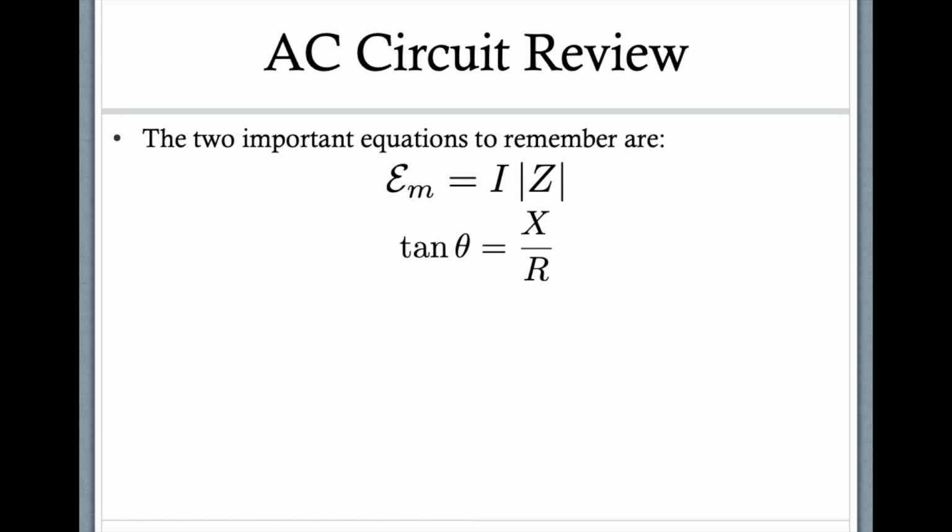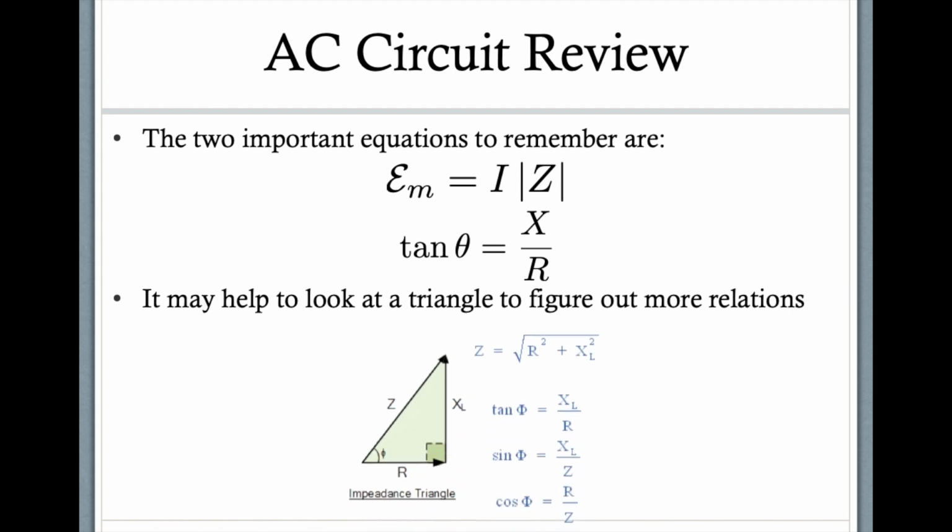Tangent of theta, where theta is the phase shift, is given by X over R, where X is the reactance. Theta can be thought of physically as the phase shift. It is the angular difference between the current curve and the EMF curve, so the amount by which one leads the other is given by theta. You can figure it out from the graph.